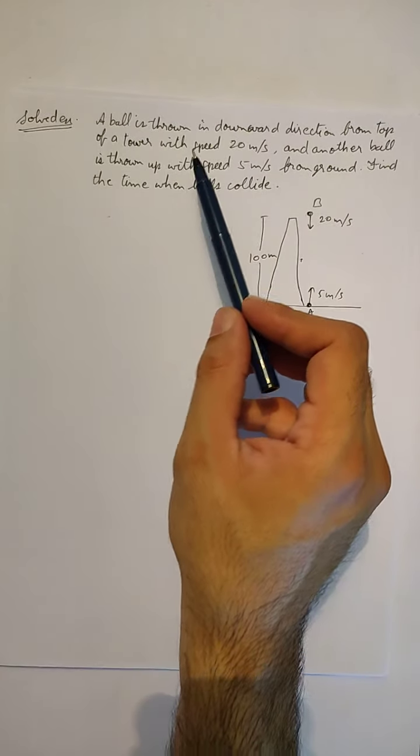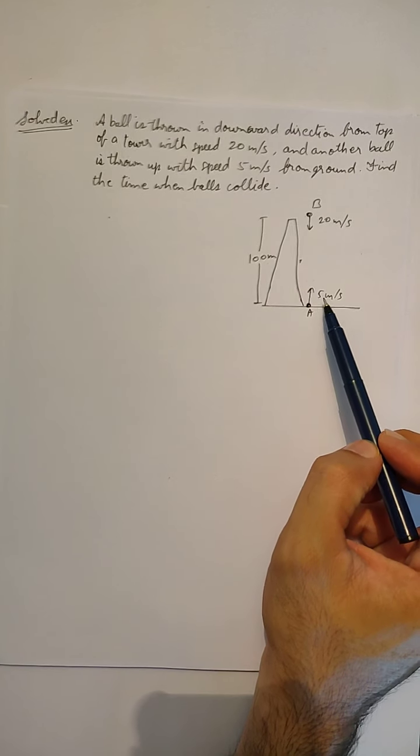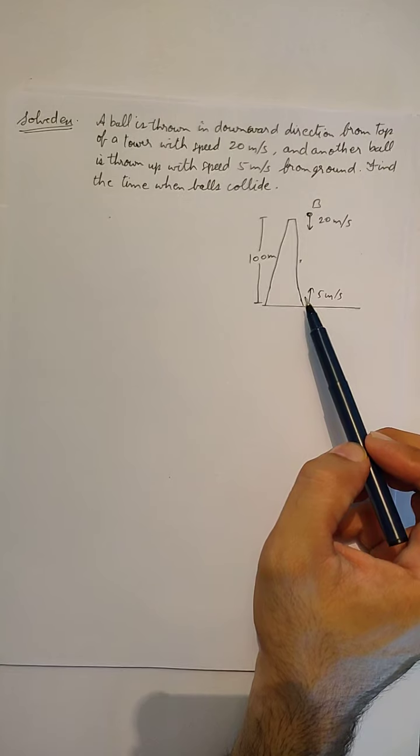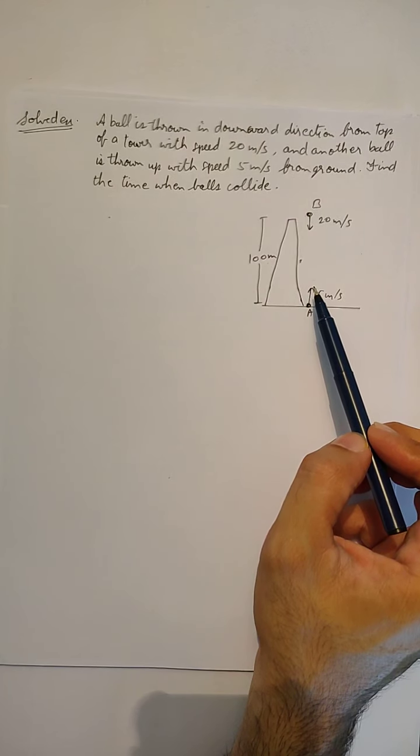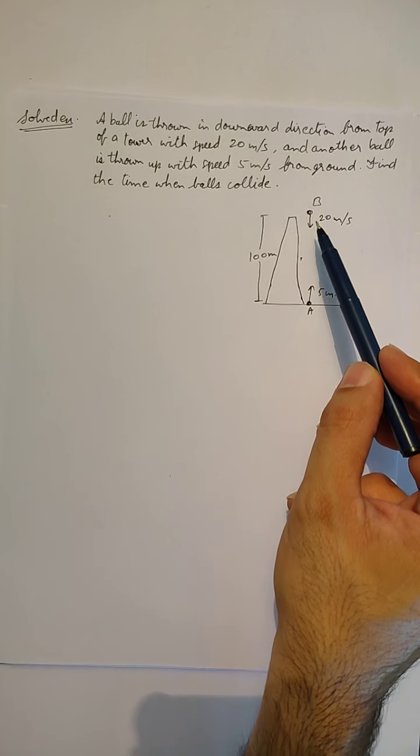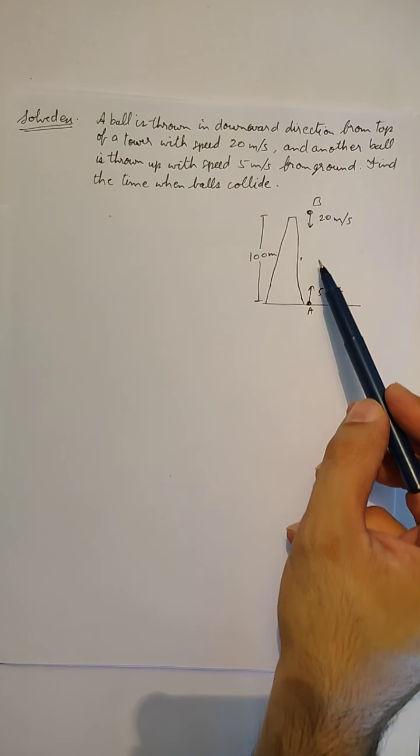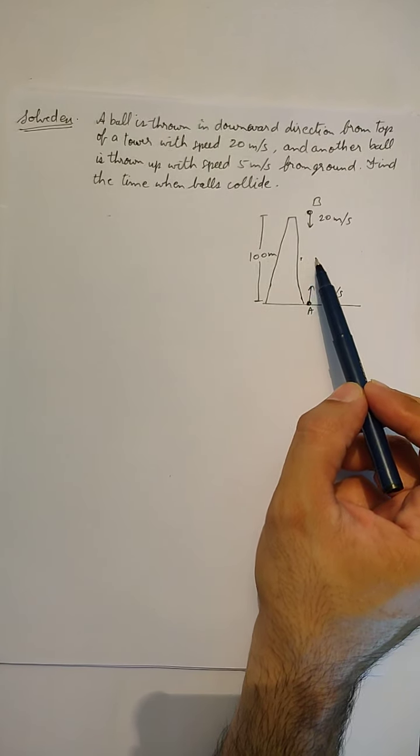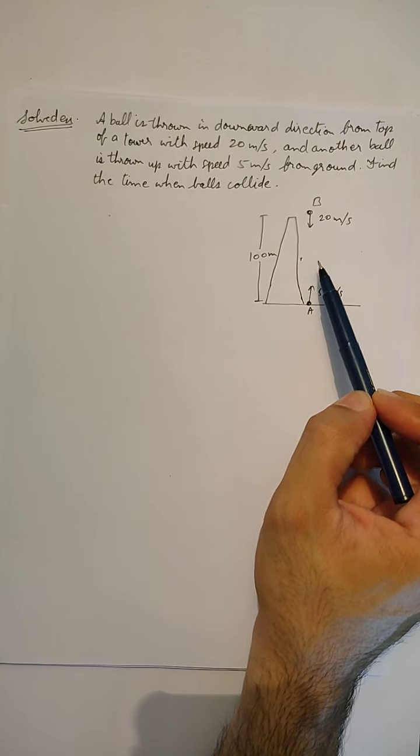Another ball is thrown up with a speed of 5 meter per second. The other ball, from point A, let us say it is thrown upward with a speed of 5 meter per second from the ground, and we have to find out at what time the balls will collide. If they are moving in a straight line in front of each other, then at some point between here they will collide with each other. We have to find the time at which they collide.